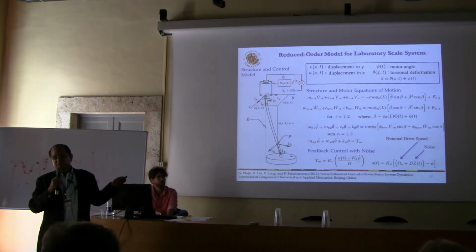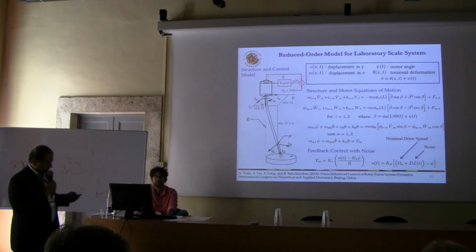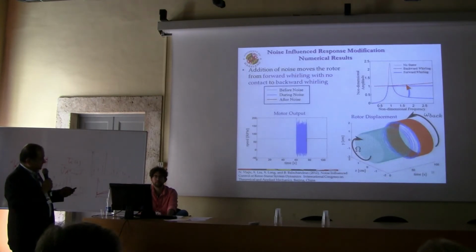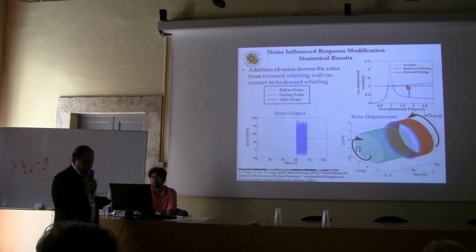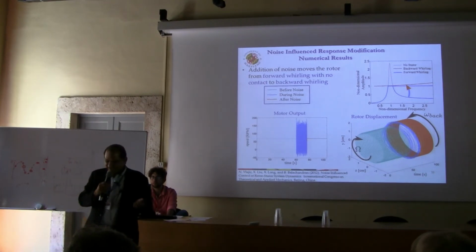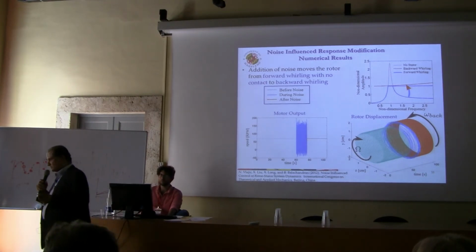When noise is absent, you use a Runge-Kutta scheme, and you switch between the two to capture the true dynamics of the system. So if you do that, you pretty much capture what you see in the experiments. You have the motor outputs. Of course, the numerical results are a lot cleaner. You go from a forward whirling state to a backward whirling state like you saw in the experiments. So essentially, noise could be a good catalyst for you to move from one branch of solution to another branch of solutions.